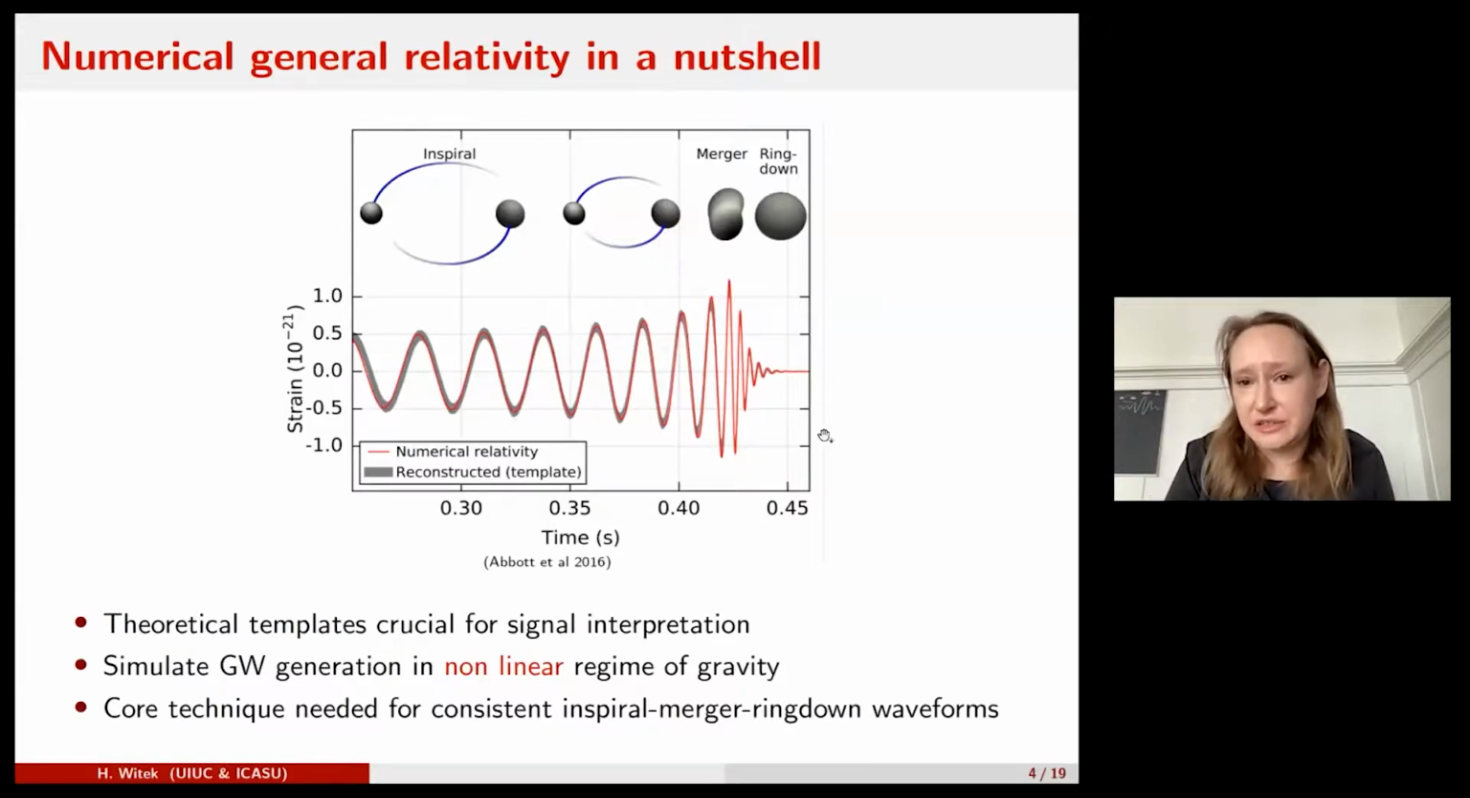And as you've seen in Tanya's talk, you would use numerical relativity, for example, to calibrate effective one-body waveforms. If you are more familiar with phenomenological waveforms, you would join together post-Newtonian and numerical relativity waveforms. And creating these theoretical templates is really crucial to interpret the source parameters of our signal.